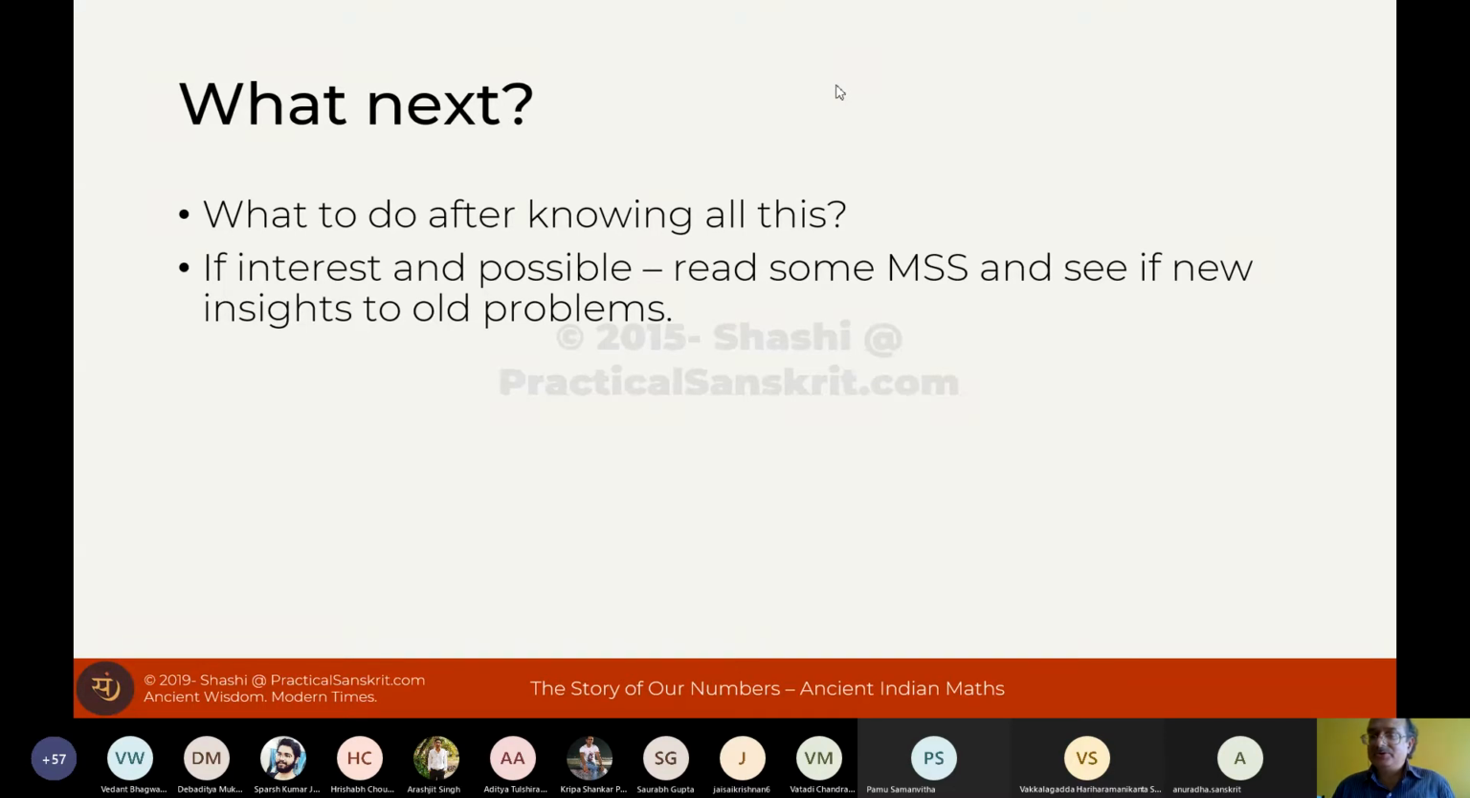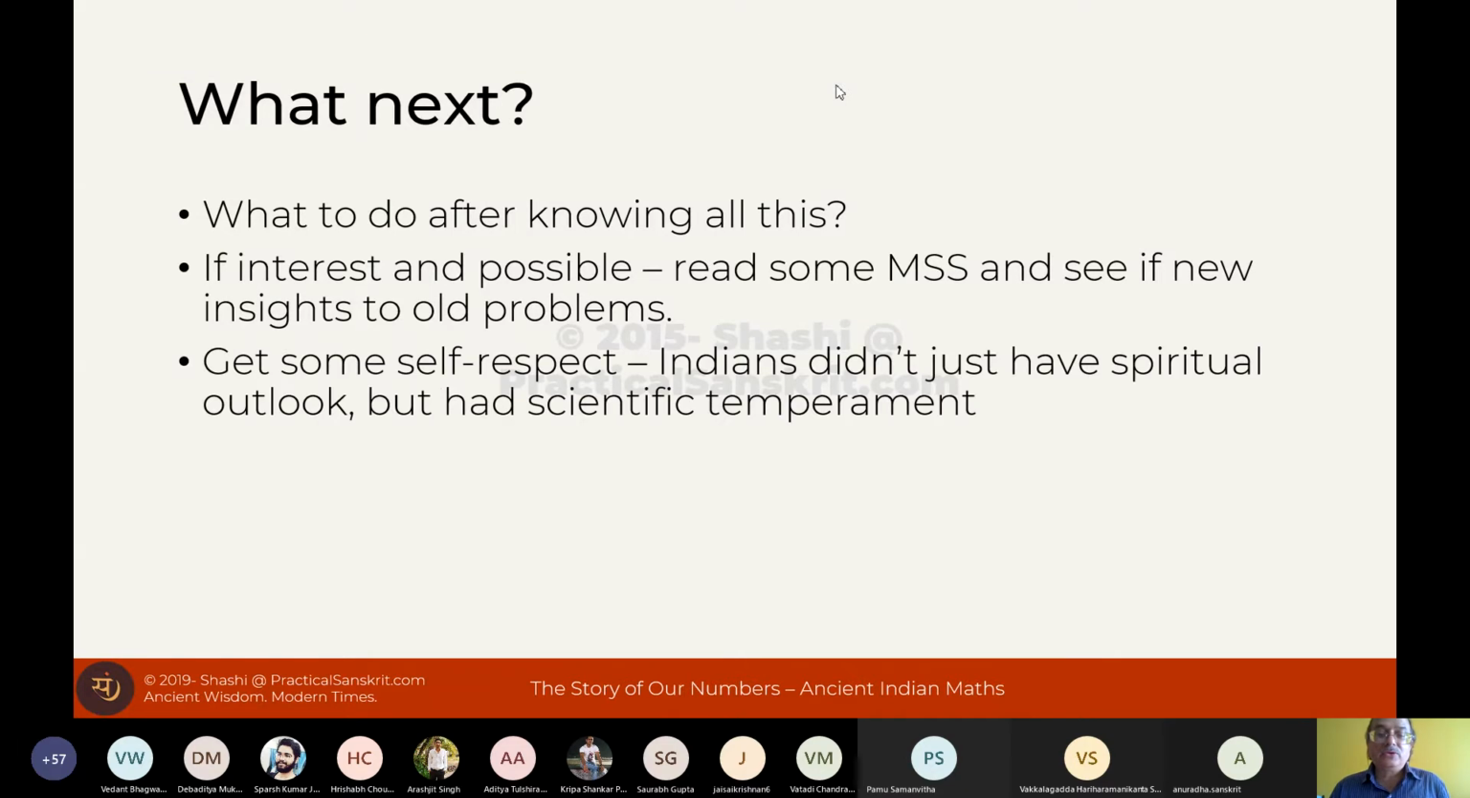IIT Bombay is also doing great work. IIT Madras is also doing great work. And then we can also get some self-respect. We as a civilization, as a country, have been infused with an inferiority complex that we can do nothing. We are nothing. We were nothing, like that. And it is not so.